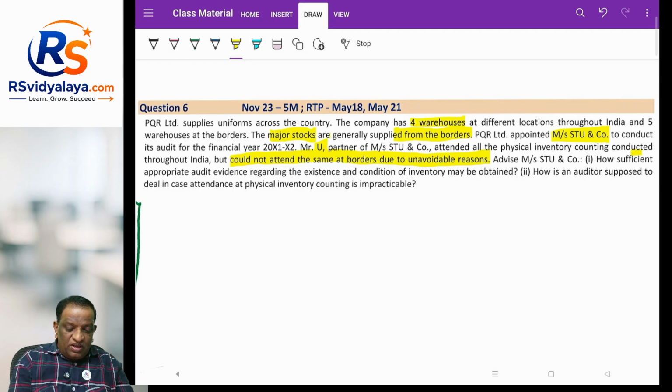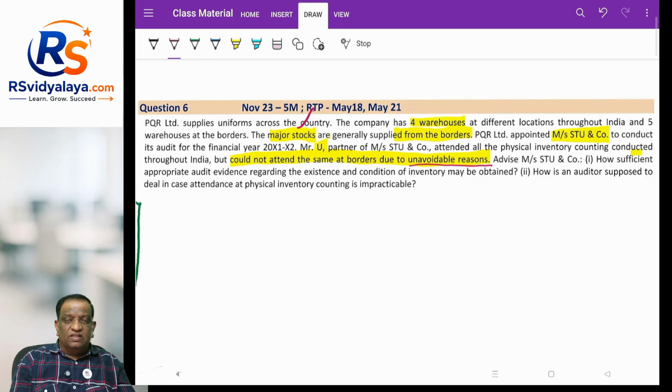But is that border material insignificant? No, border material is significant. That is what he is saying. Major stocks are at the borders and he couldn't cover the borders, he covered the rest of it. So then advise what he can do about it. The logic is simple. Now why could he not do it? Because of impracticability, you can say unavoidable reasons.